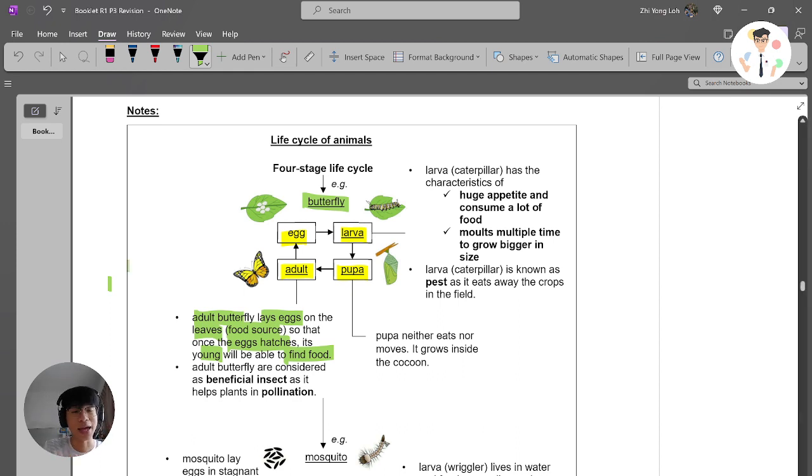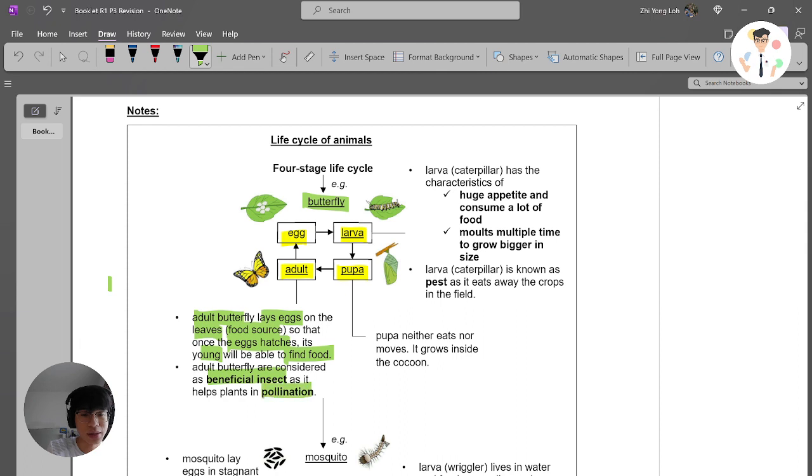Okay. And adult butterfly is considered a beneficial insect. Why? Because it helps in the plant's pollination. Okay, so that's about the butterfly. And when the butterfly lays eggs on the leaves, then it slowly will grow into something called the larva. A larva basically is a general name. To be specific, yeah, it's called a caterpillar.